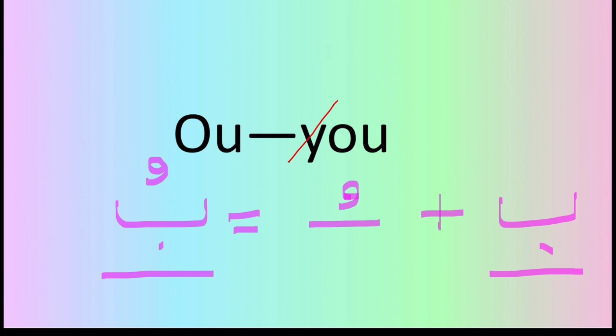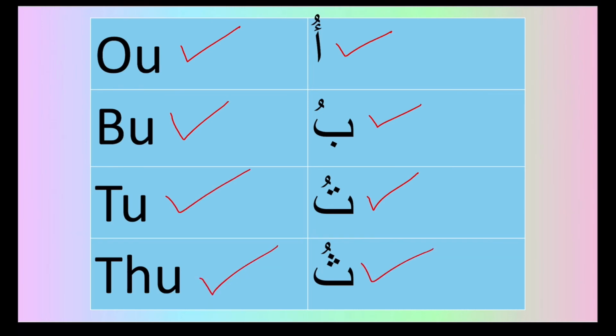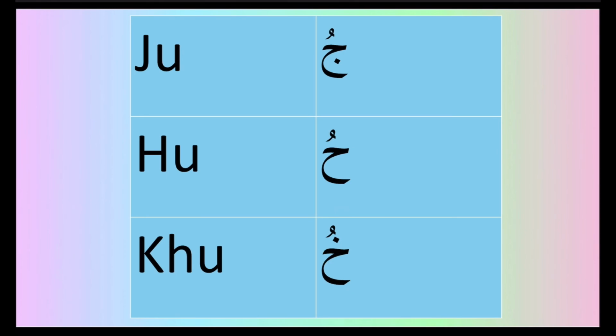So, ba dhamma bu. First letter is alif. When I add dhamma to alif, I get oo. Ba dhamma bu. Ta dhamma tu. Sa dhamma su. Okay. Our next letter is jeem. When I add dhamma to jeem, it changes to ju. Jeem changes to ju. Ha dhamma hu.